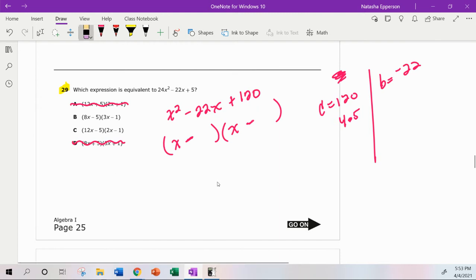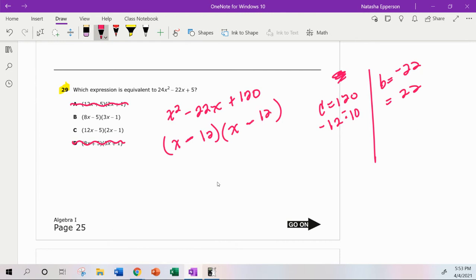Let's try 10. 120 divided by 10 gives me 12. So 12 times 10. If both of those are negative and I add those together, that would give me negative 22. That works. So this is going to be negative 12 and negative 10. We're going to bring back our A value, which is 24.